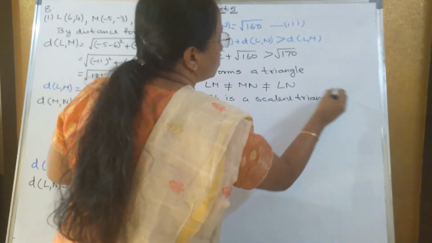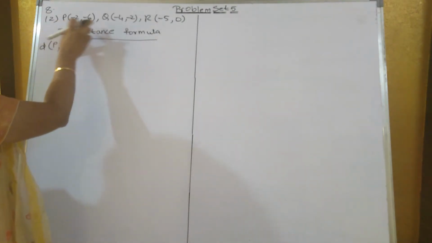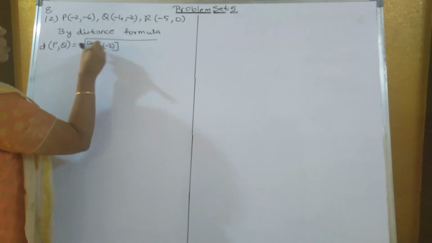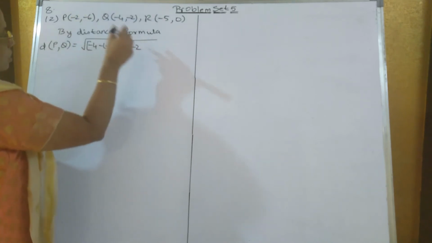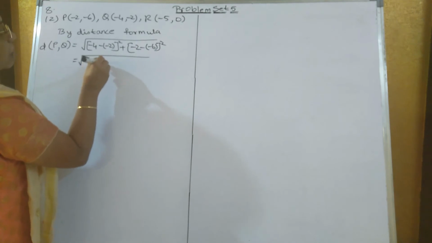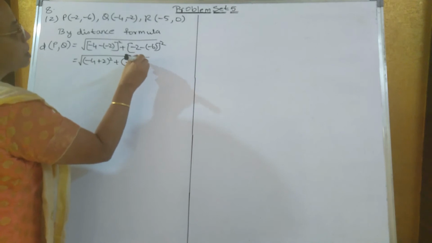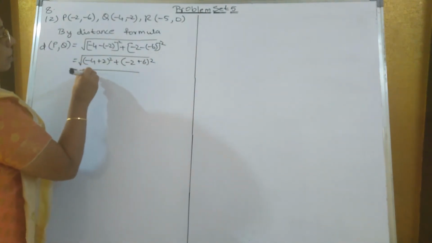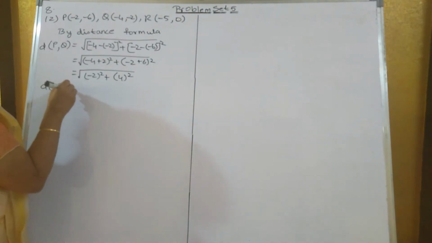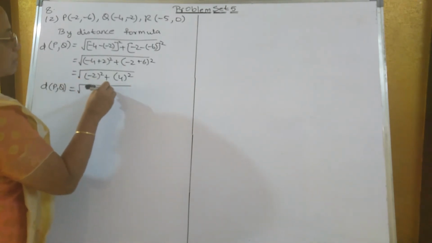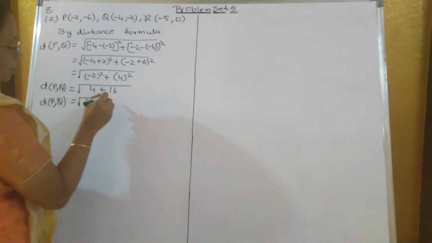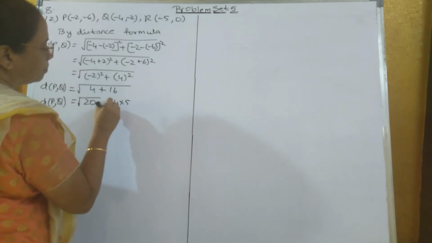Same way you have to do the next two sums. Now by distance formula again we'll find out distance PQ. The distance PQ is what? (-4 - (-2)) the whole square plus (-2 - (-6)) the whole square. So that's equal to how much? -4 minus into minus will become plus 2 the whole square plus -2 minus into minus will become plus 6 the whole square. That's equal to -2 the whole square plus 4 the whole square. So distance PQ is equal to how much? 4 plus 16. So distance PQ is equal to root 20. That's equal to 2 root 5, 4 into 5. That's equal to 2 root 5.